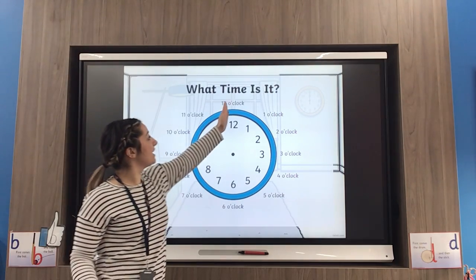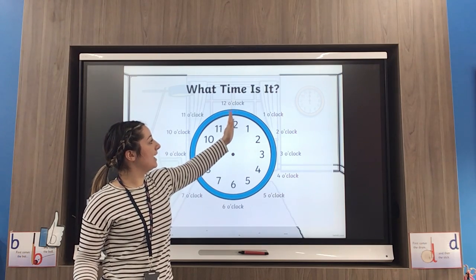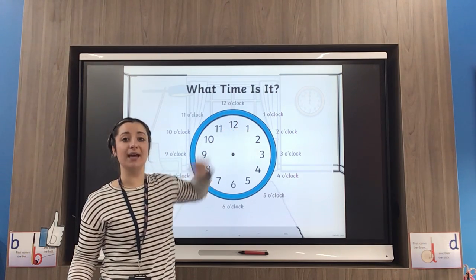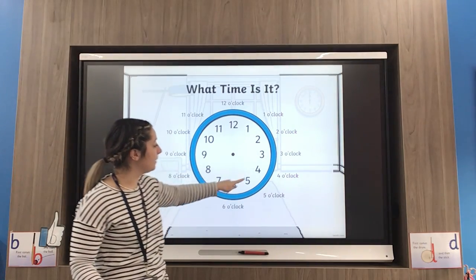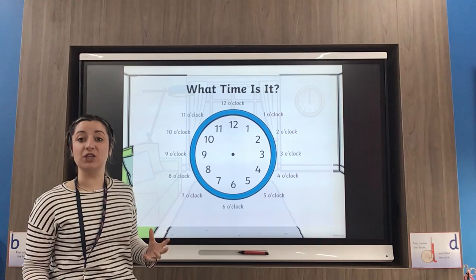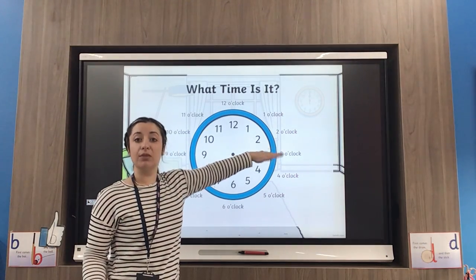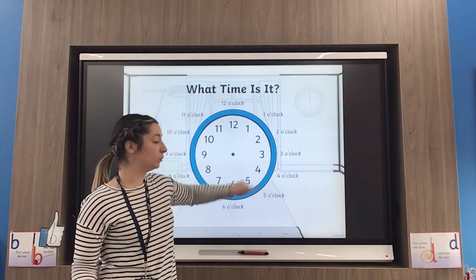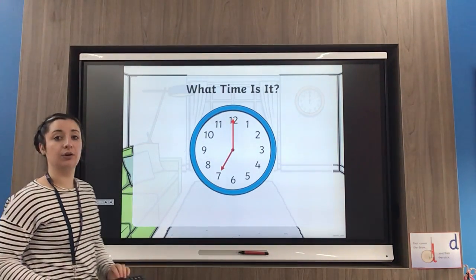Now, other than o'clock, we do move around, okay? Each time we move to the next number is a 5-minute interval. And on the outside, where the big numbers are shown, this will show you which hour we are on. So if we were pointing to the 3, it would be 3 o'clock. The 4 would be 4 o'clock. 11 would be 11 o'clock.